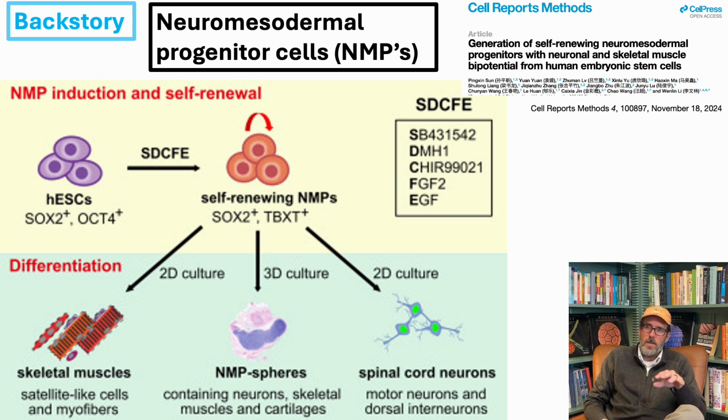And I got this figure from a different paper on neuromesodermal progenitor cells, or NMPs, and they're like the stem cells of the developing tail. You see the NMPs become NMP spheres, which could then become neurons or skeletal muscles or cartilage, and really they're developing into those cells in the tail.